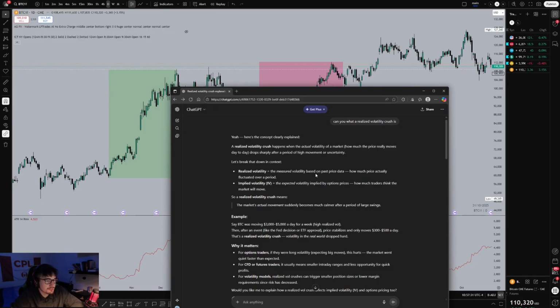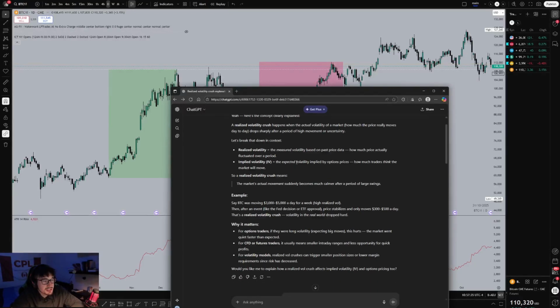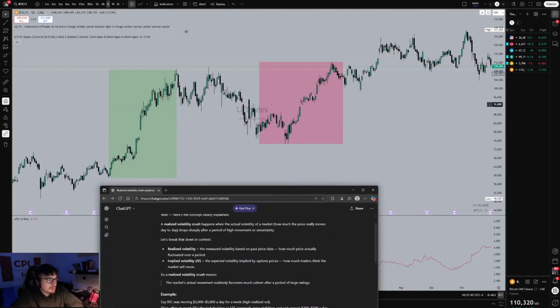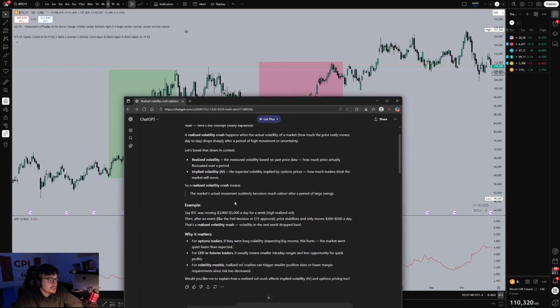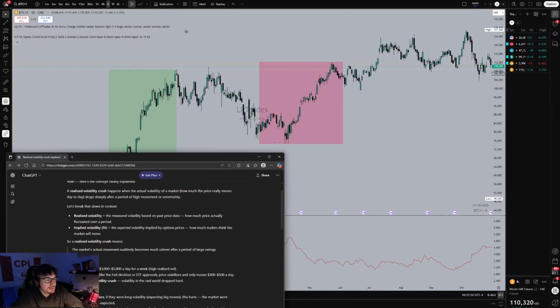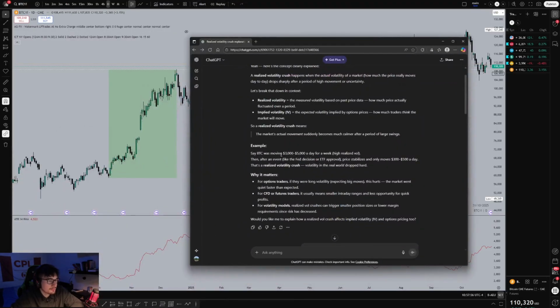But anyways, realized volatility is the measured volatility based on past price data, and implied volatility is the expected volatility. This is actually very important. This is how traders think it will move. So the ETFs were approved, and then the market eventually stabilized, and it created much calmer movement, which stabilized around June. That's when profitability came back to my model.